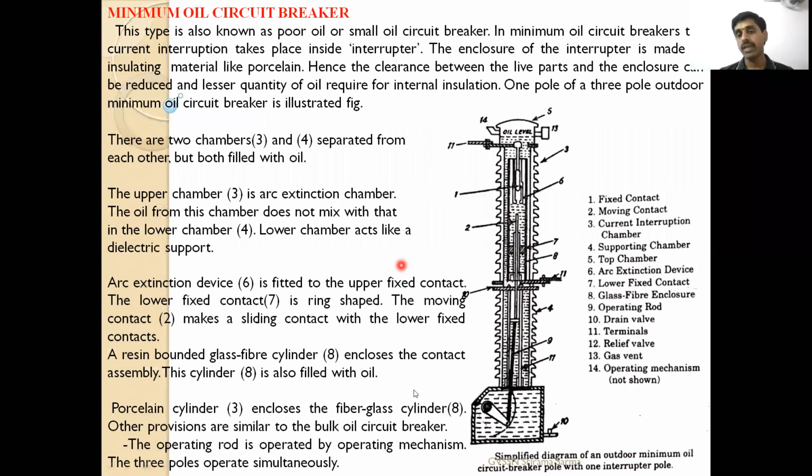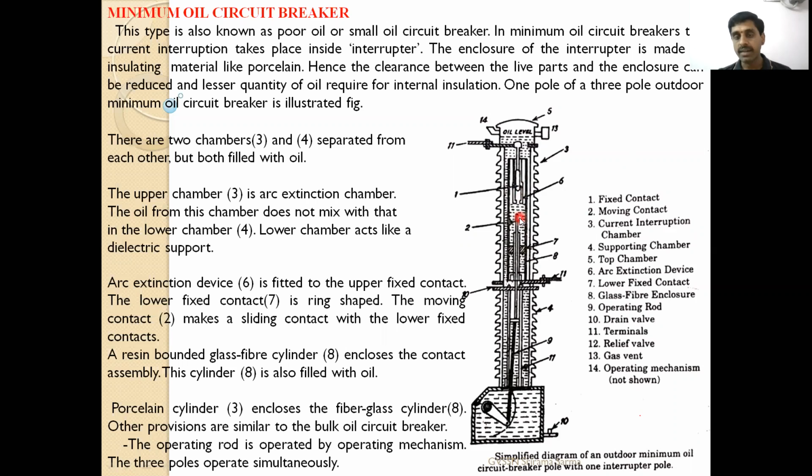So this is the minimum oil circuit breaker. It is an important one. You can observe whatever the parts are here. Here, keenly observe, it is a fixed contact. You can see the shape, the arc control device shape. This is a fixed contact.